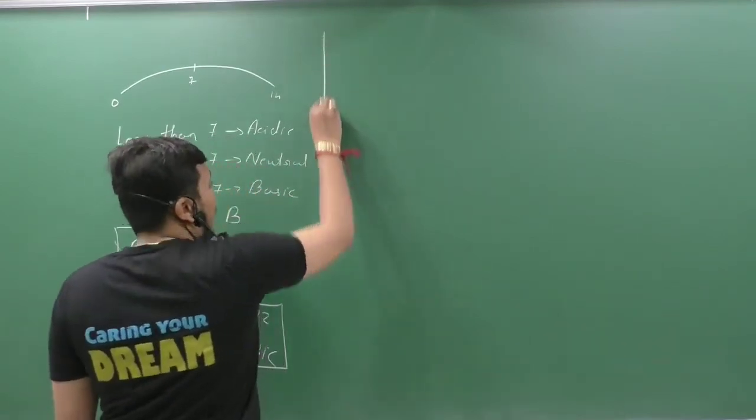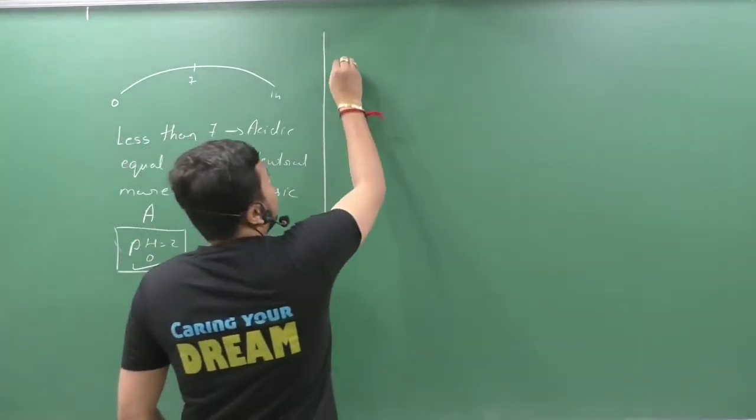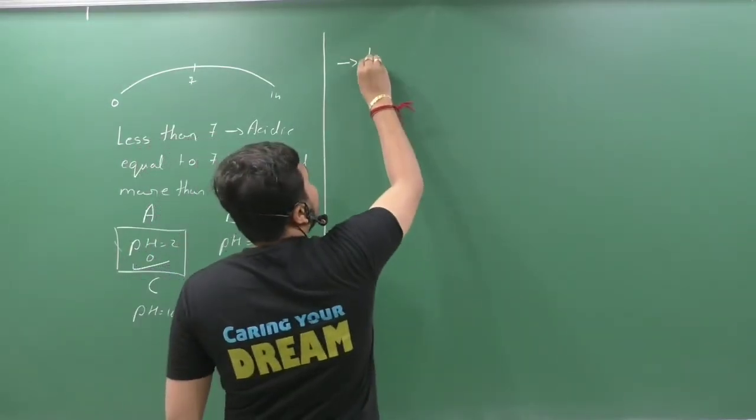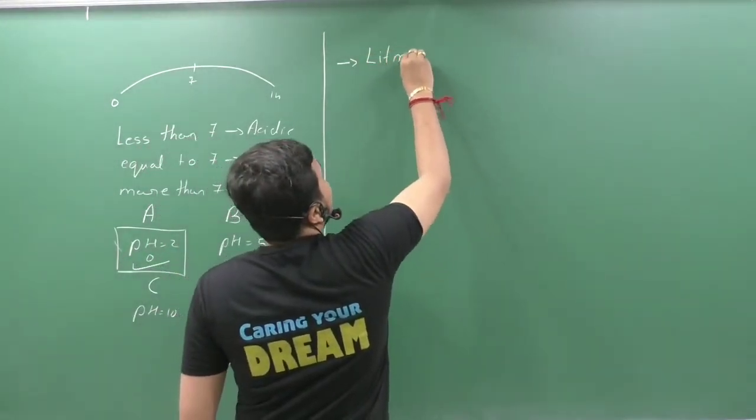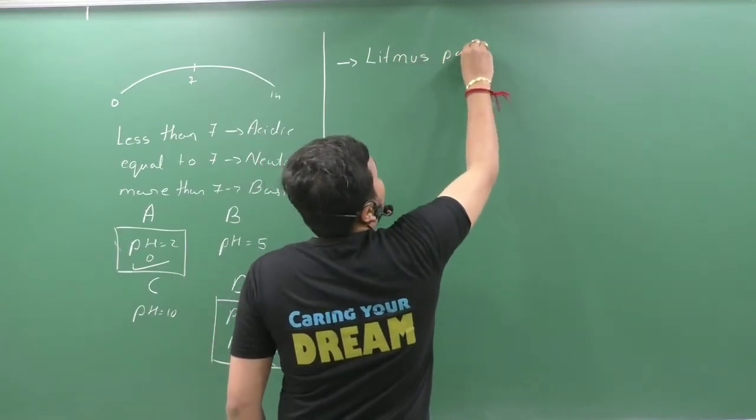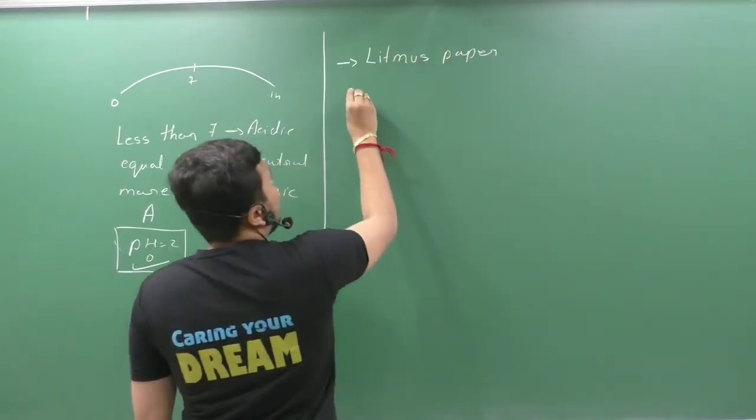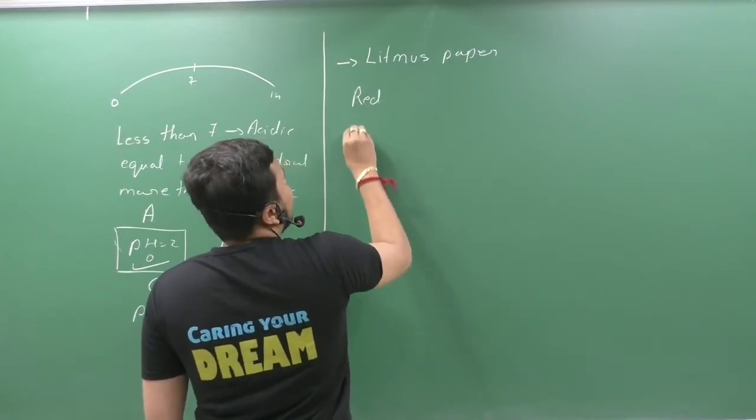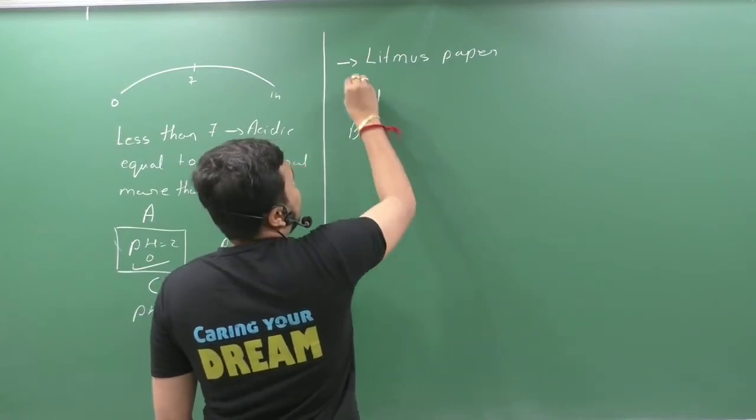Now, how can we measure pH? There are a few methods by which we can measure pH. The first one is by using litmus paper. How many types of litmus paper do we have? We have two types, a red litmus paper and a blue litmus paper.